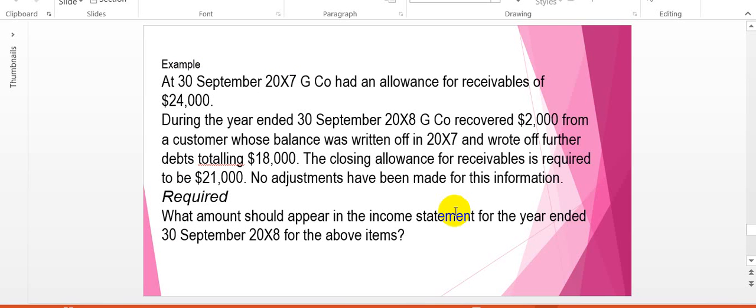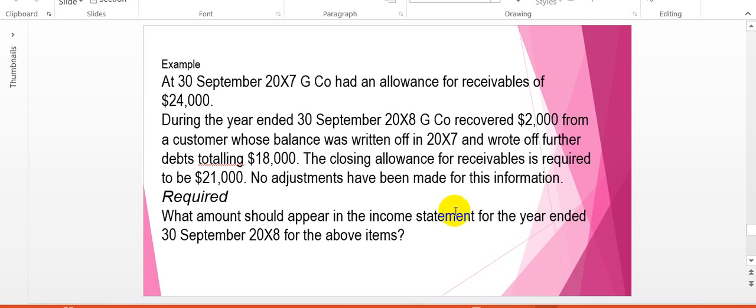At 30 September 2007, GECO had an allowance for receivables of 24,000. During the year ended 30 September 2008, GECO recovered 2,000 from a customer whose balance was written off in 2007 and wrote off further debt totaling 18,000. The closing allowance for receivable is required to be 21,000. No allowance has been made for this information.